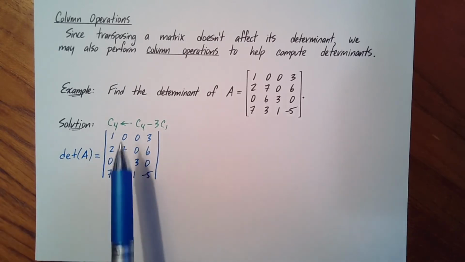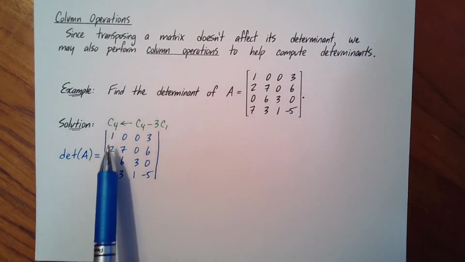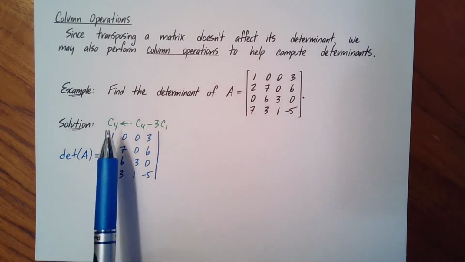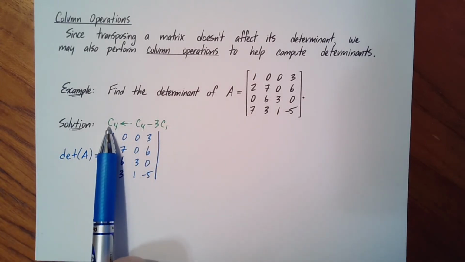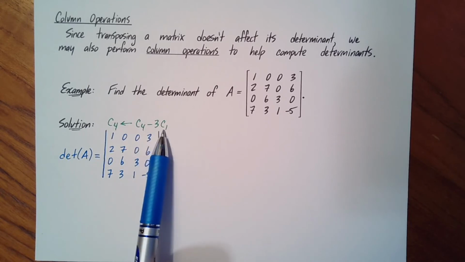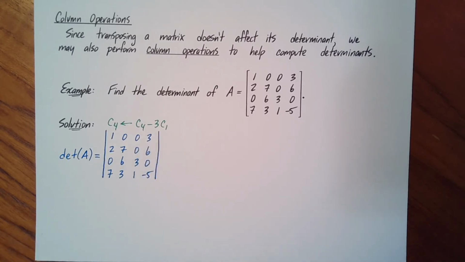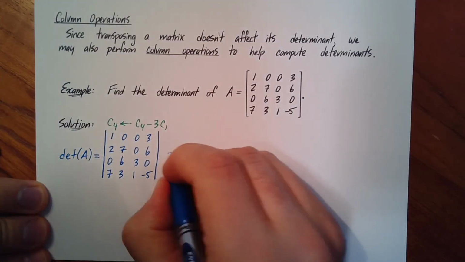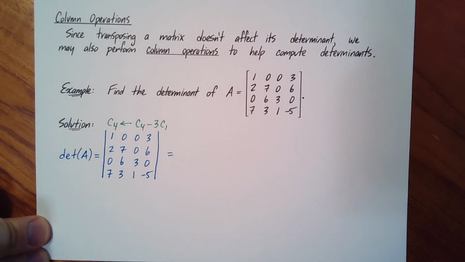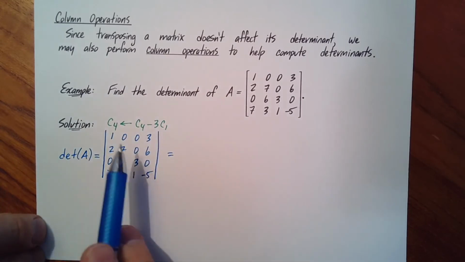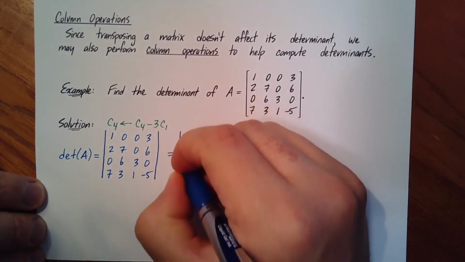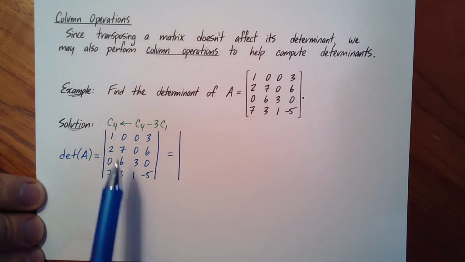Okay, and ask yourself, what effect would it have if we did the corresponding row operation? That is, if we were to take row 4 and replace it with row 4 minus 3 row 1, well, that would have 0 effect on the determinant because adding or subtracting a multiple of one row to another does not change the determinant. And since neither does transposing, this column operation is going to have the same effect, which is nothing. So we get to perform that operation for free, and we don't have to account for any change to the determinant because there is none. Okay, so let's do this column operation.